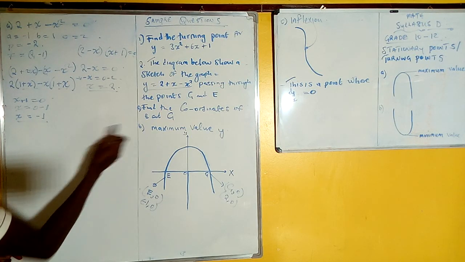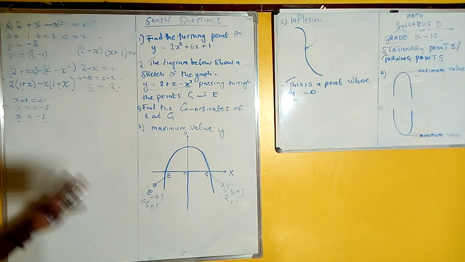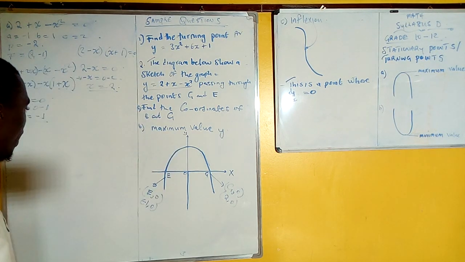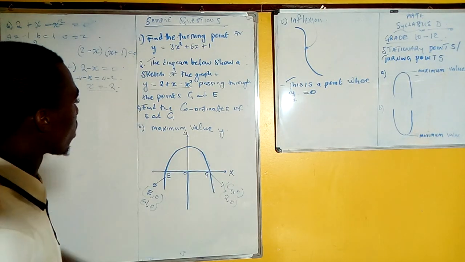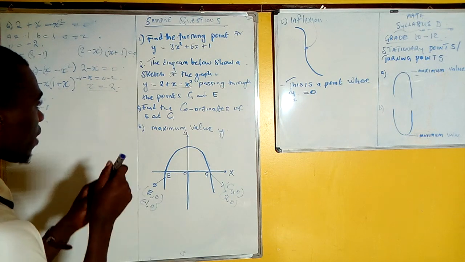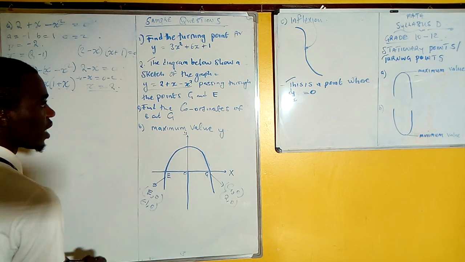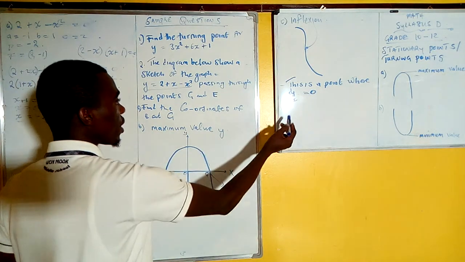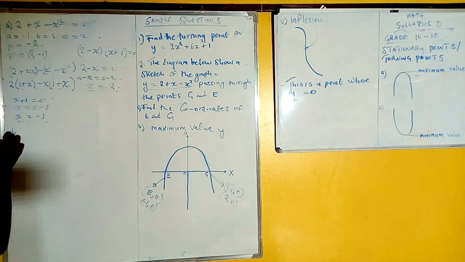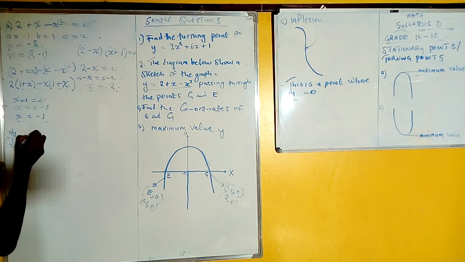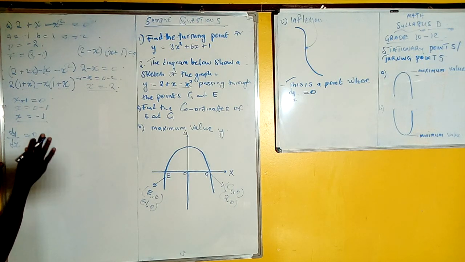Okay, so the second question here says something that is very simple. Here we are trying to apply calculus. They are saying find the maximum value of y. So to find the maximum value of y, we are going to use the fact that the maximum value of y is here, where it is turning. And we know that at the turning point, dy/dx is equal to 0. So we are simply going to say dy/dx is equal to 0.